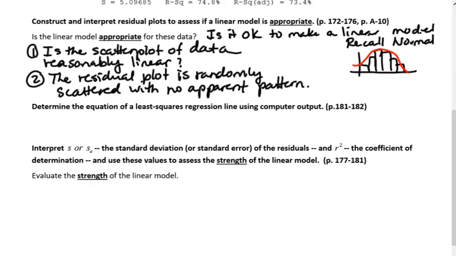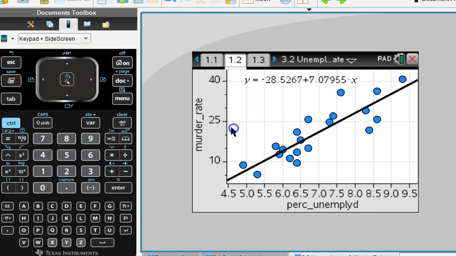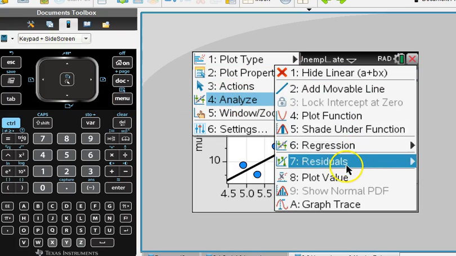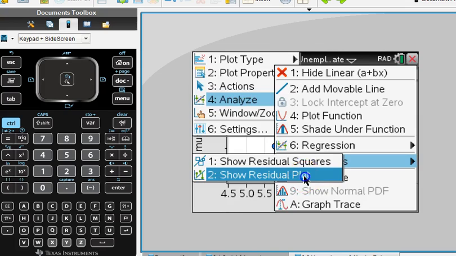So let's talk about constructing. Okay, I've got the data for this here. So here is percent unemployed, murder rate. I've done a linear regression. That's important. You have to do the linear regression first. So you see the regression line. And I am going to go to Menu, Analyze, and Residuals, and Show Residual Plot.